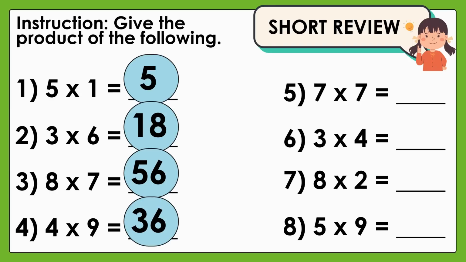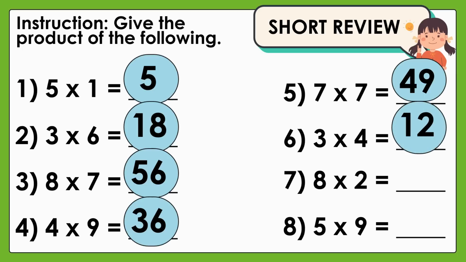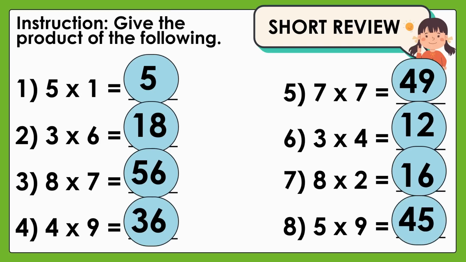7 times 7 is equal to 49. 3 times 4 is equal to 12. 8 times 2 is equal to 16. 5 times 9 is equal to 45.